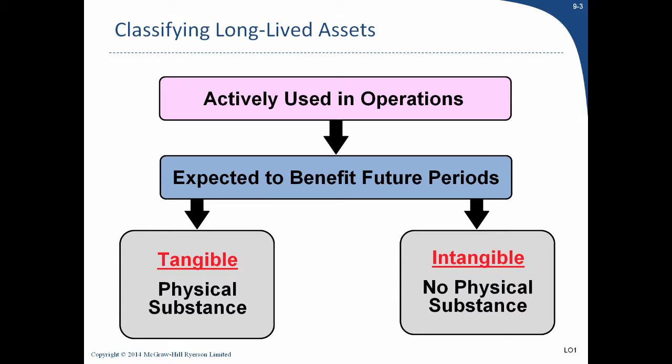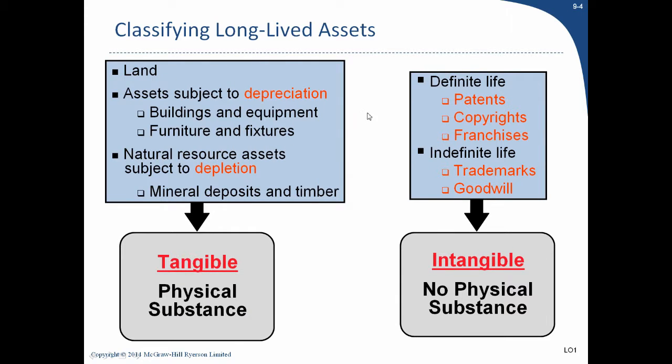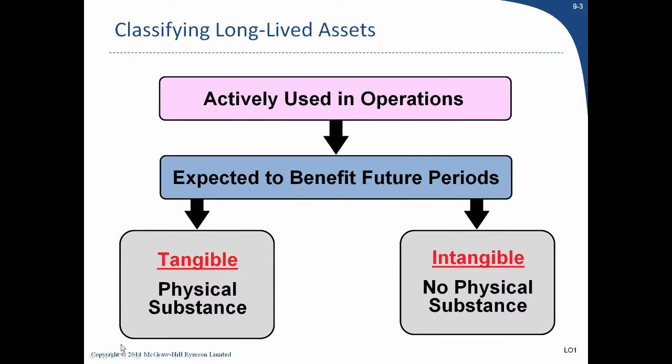So what is the definition of a long-lived asset? So it's actively used in operations. So I think if we were to think about manufacturing equipment, that is certainly actively used in our day-to-day operations. Expected to benefit future periods.